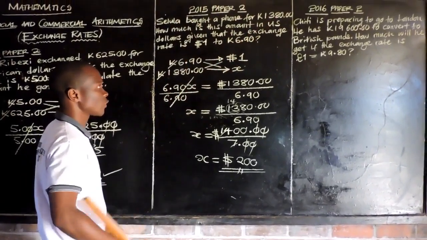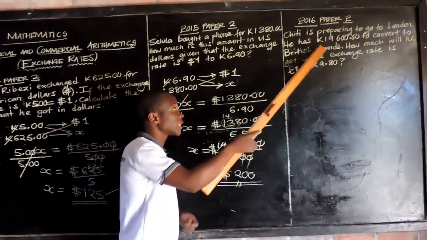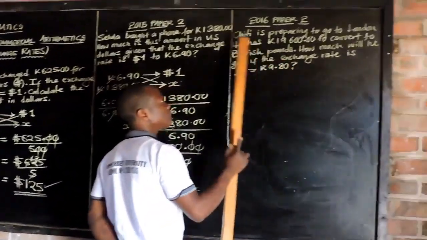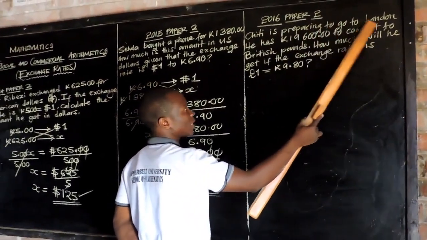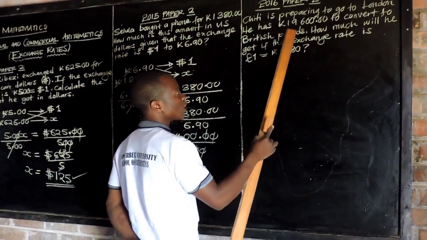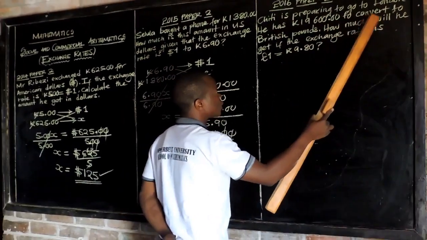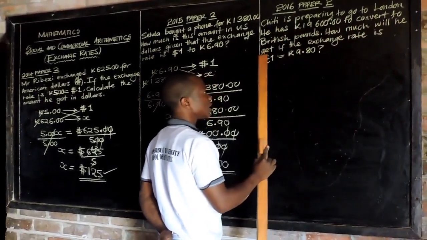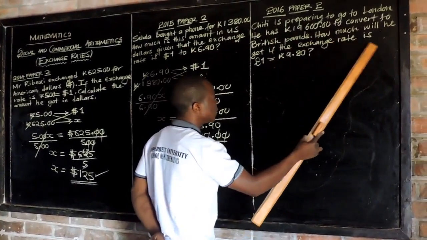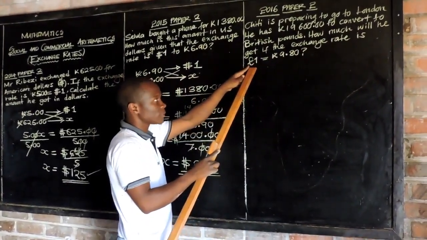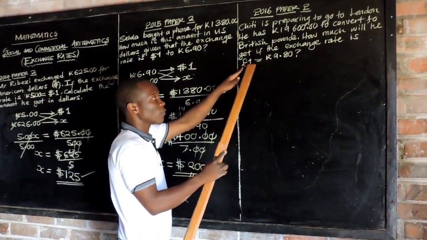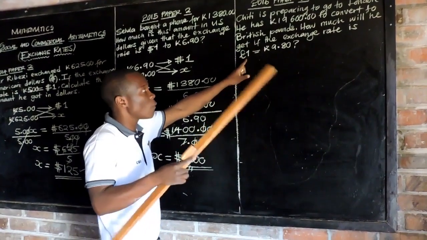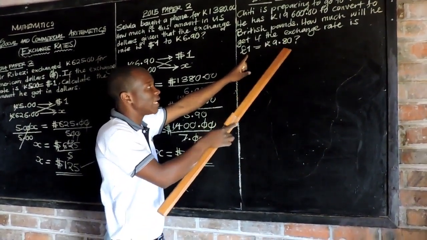1,308. Is it difficult? Okay, as quickly as possible, we can look at this other one, to avoid time wastage. So 2016, it's saying Shitty is preparing to go to London. He has 19,600 kwacha to convert to British pounds. How much will he get if the exchange rate is 1 British pound to 9 kwacha 80? Look at the exchange rate, very, very important. If you have 1 British pound, you're going to be given how much in kwacha? 9 kwacha 80.